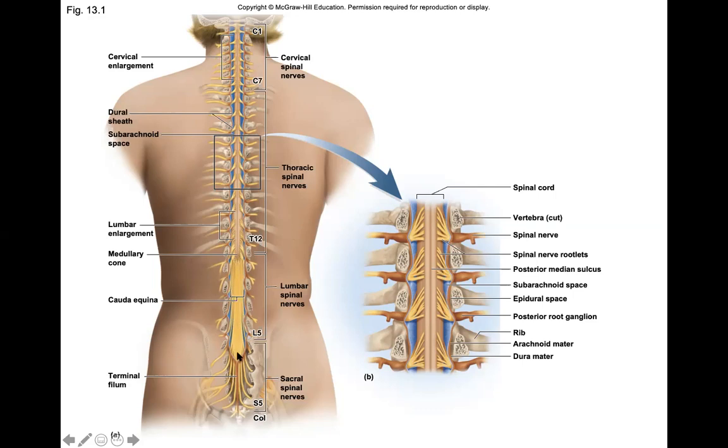The other structure that you see in your lab manual is the filum terminale. That is an extension of the pia mater. The spinal cord is surrounded by the pia mater, arachnoid mater, and dura mater, just like the brain. So you have the same protective meningeal layers around the spinal cord as you do the brain.